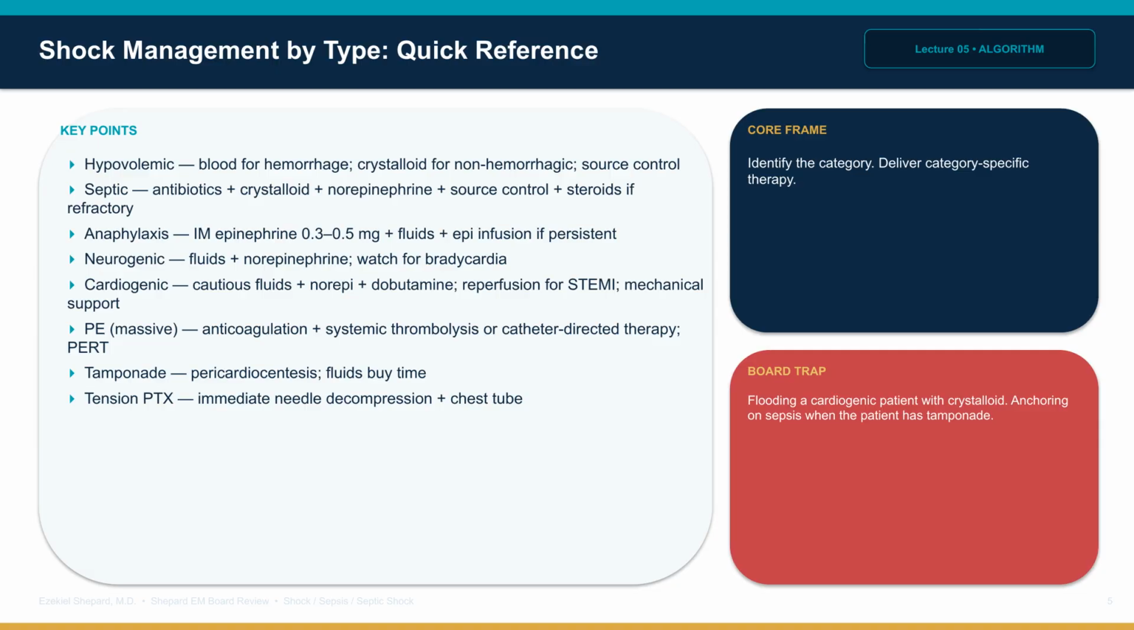Cardiogenic shock, cautious fluids, norepinephrine for hypotension, dobutamine for inotropic support, reperfusion for STEMI, and early cardiology and mechanical support discussion. Obstructive shock from massive PE, anticoagulation, systemic thrombolysis or catheter-directed therapy, and PERT level escalation. Tamponade, pericardiocentesis, tension pneumothorax, immediate needle decompression, and tube thoracostomy. The board principle is to identify the category, then deliver the category-specific therapy.